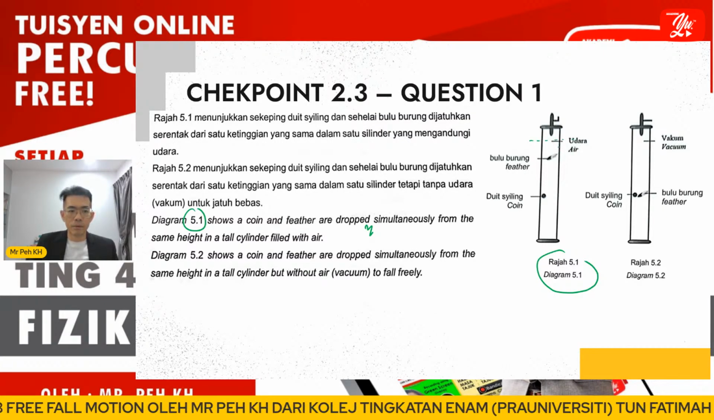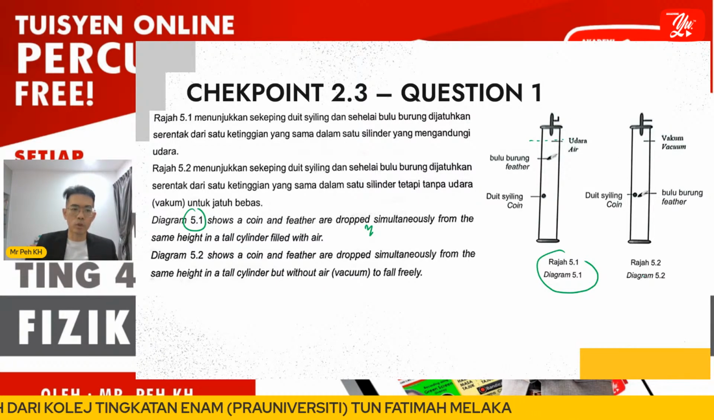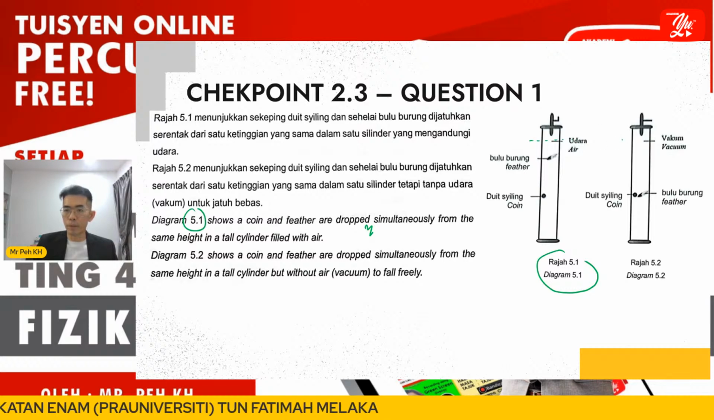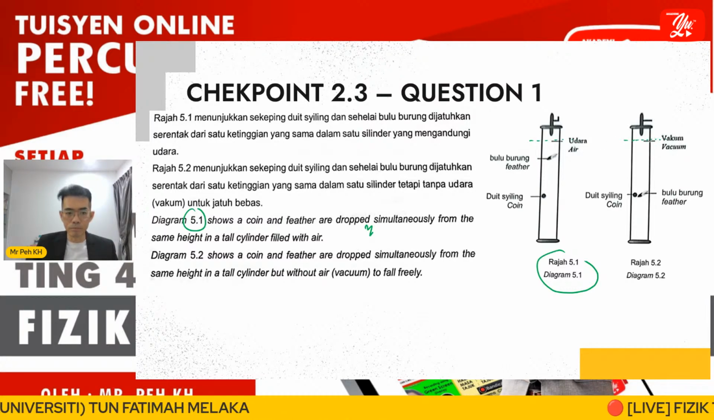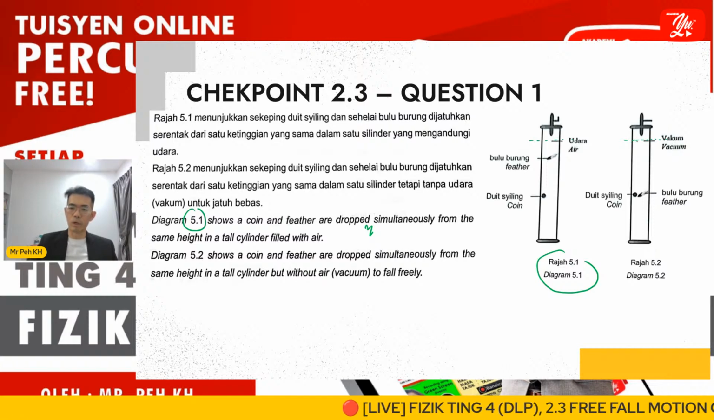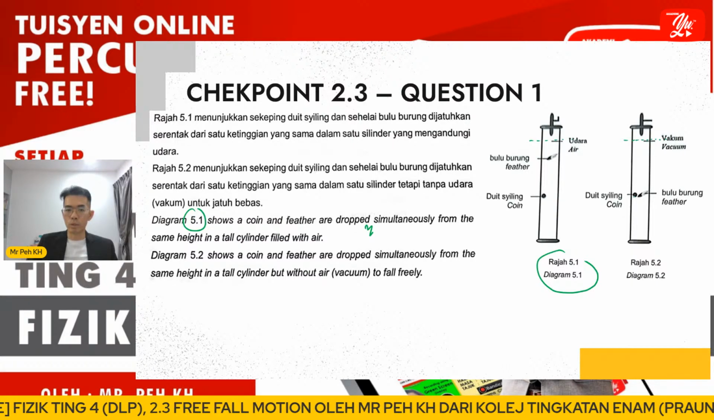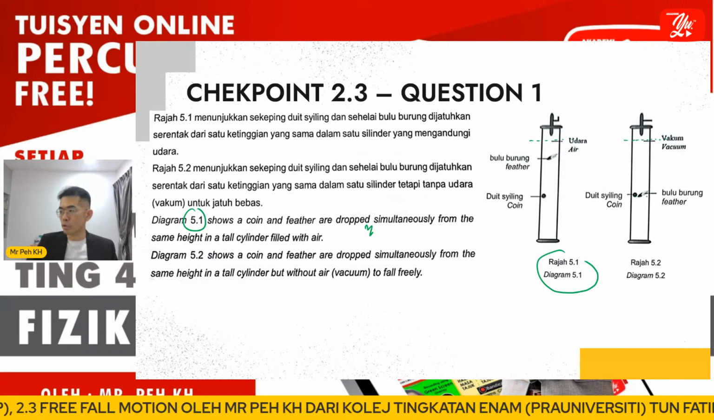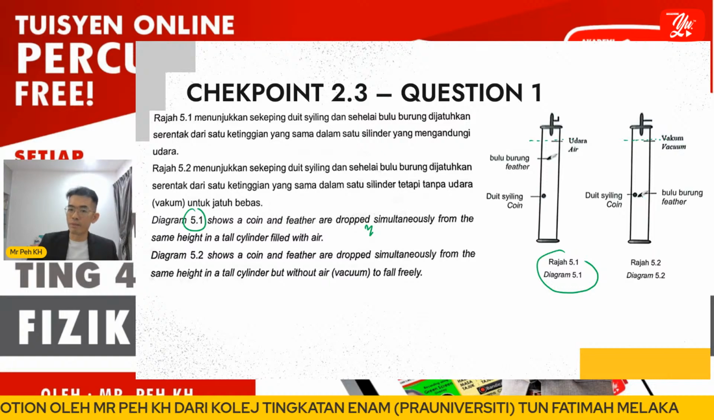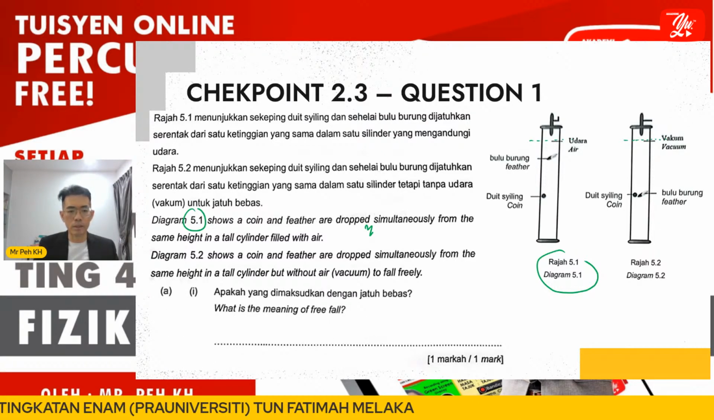Okay, then for diagram 5.2, the coin and feather also drop from the same height, but in vacuum condition. So that means we are very confident to say that the object in diagram 5.2 is in free fall condition, because there will be no air resistance added to the object. Okay, so the first question here asks about the meaning of free fall.